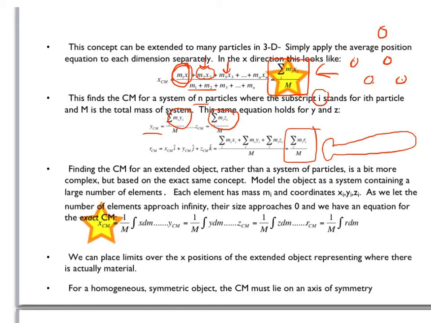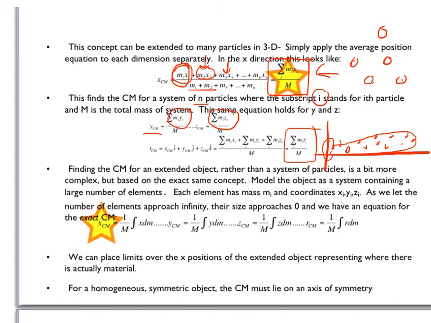And this is also made up of a whole bunch of little particles that make up this extended object, each of them with their own little bits of mass that exist there in their own positions, on an axis if we were to stick our bat on an axis. So finding this extended object is a little bit more complex. What we find is that it really is based on the same concept. We still model this object as a system containing a large number of particles or elements, and each element has its own little bit of mass and its own coordinates for where it's located.